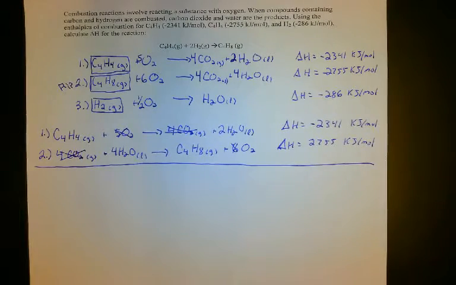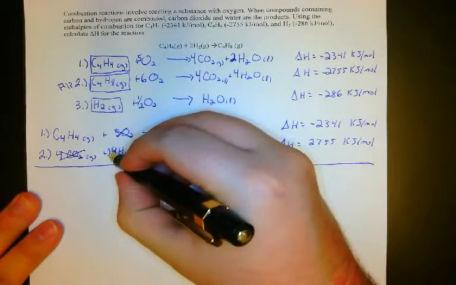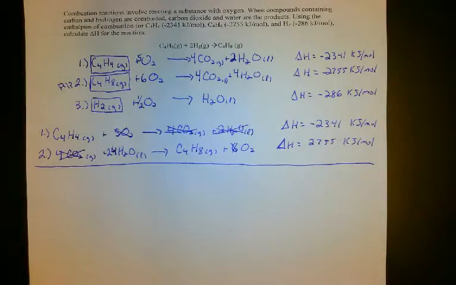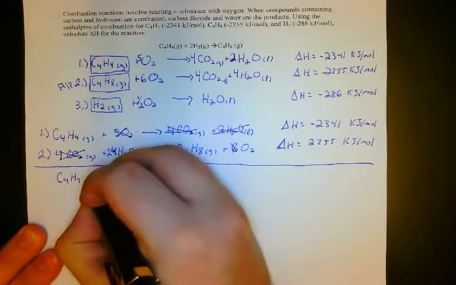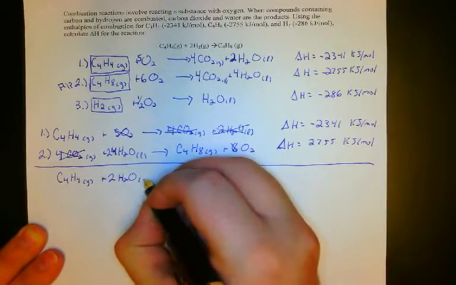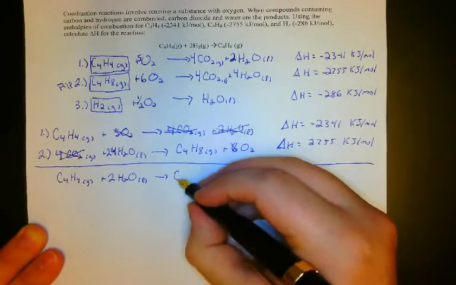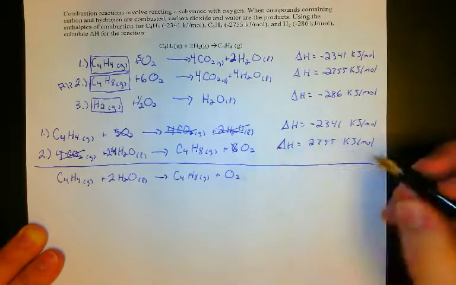And based on my H2Os, I have 4 and 2. I can completely lose the 2. And this leaves me with 2 H2Os. So when I recombine, getting rid of everything that I just canceled, I have C4H4, which is a gas, plus 2 H2O, and I have C4H8 plus O2.